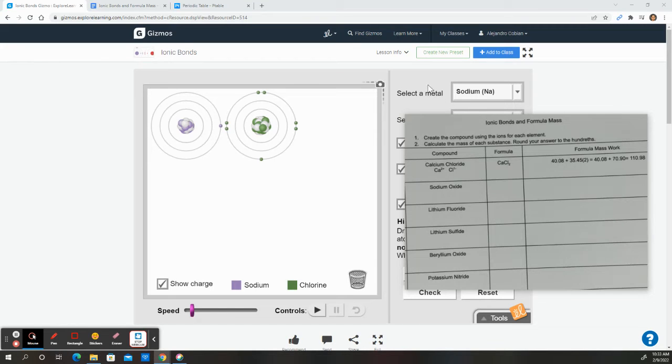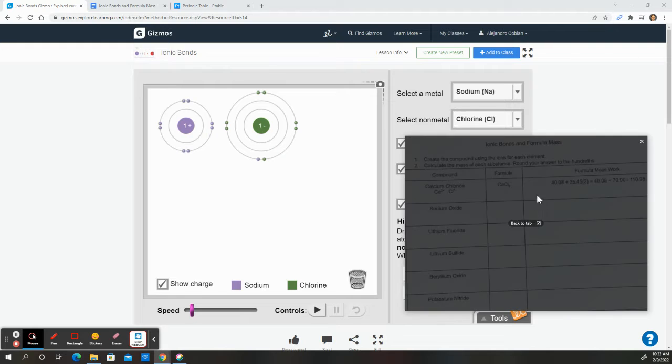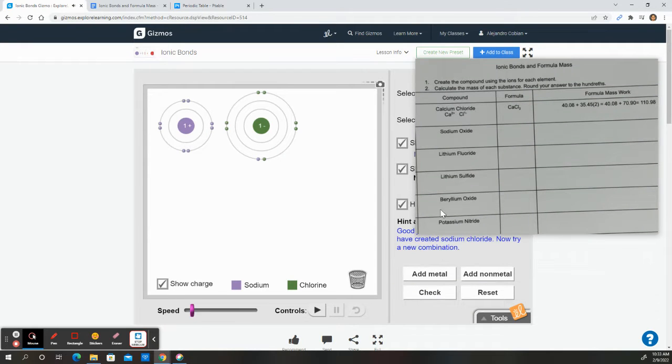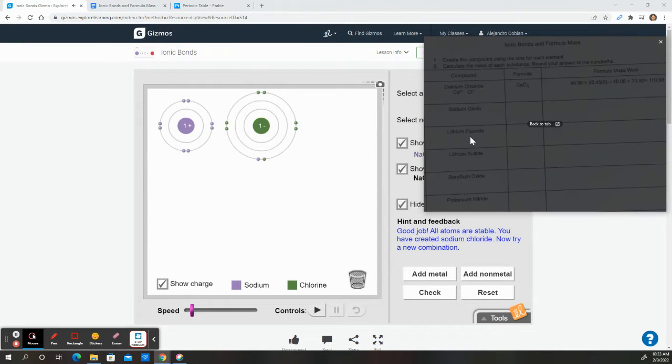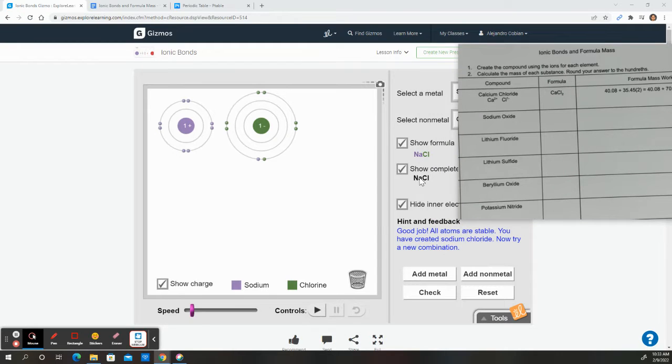Hello. So we previously completed our ionic bonds gizmo, and this is where we were balancing out our elements or stabilizing them by having metals donate their valence electron to the valence shell of nonmetals. So in this case, we have sodium and chlorine. And here we have stabilized this molecule. Notice we always click check. Congratulations, we stabilized the molecule or the elements to create this molecule where it's NaCl.